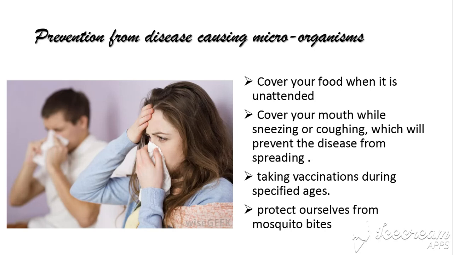Prevention from disease causing microorganisms. You should cover your food when it is unattended and cover your mouth while sneezing or coughing, which will prevent the disease from spreading. What else should you do? I think if there are vaccines available, you should take those based on the specific age. That can help you become immune to that disease. And drink clean water, protect yourself from mosquito bites, eat warm food.